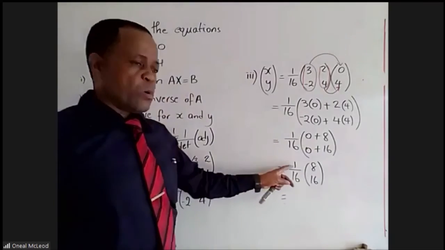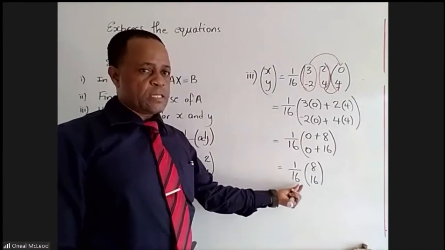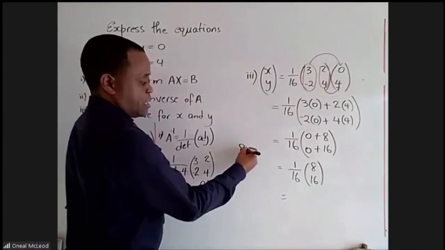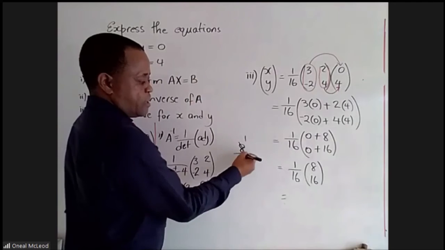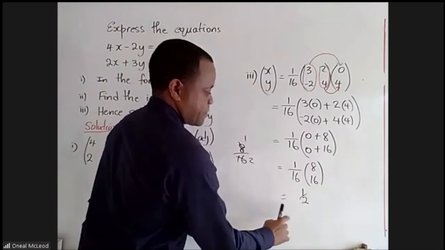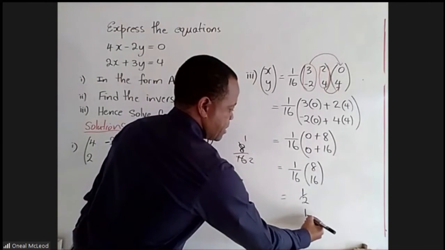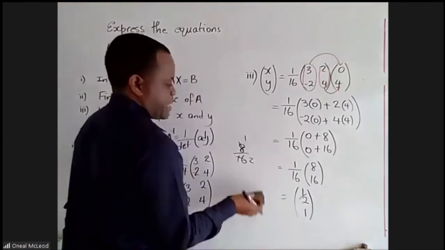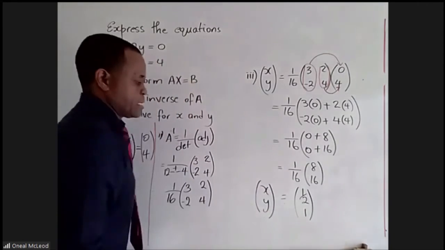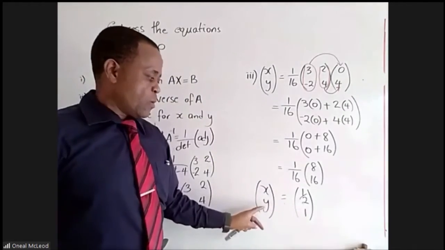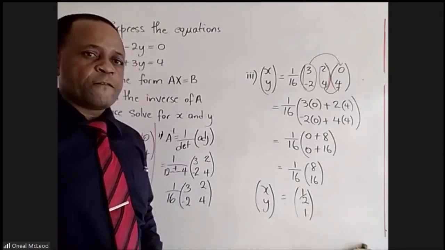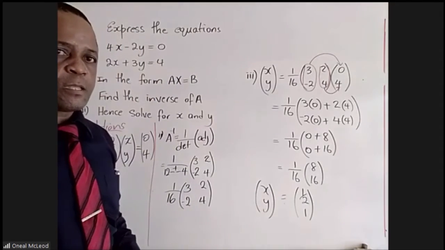Now, when I'm multiplying by 1/16, it's the same thing as dividing by 16. So this would now be 8 divided by 16. Please note, 8 divided by 16: 8 into itself 1, into 16, 2. So you'll end up with a half. 16 divided by 16 will end up giving you 1. So right here, our answers would be x is equal to a half, while y is now equal to 1. And there you have it. You would have solved the pair of simultaneous equations there.